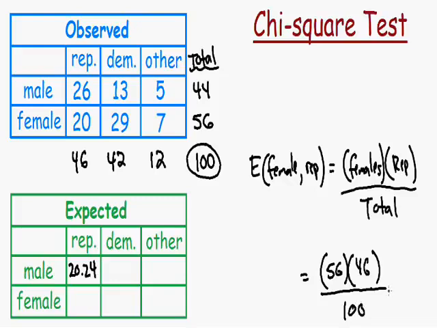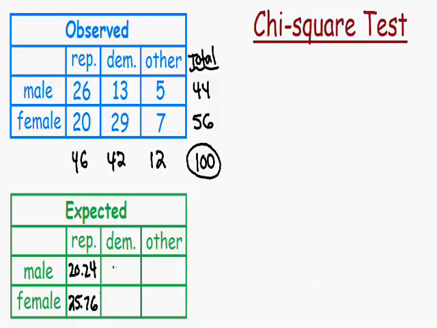And if we plug this into our calculator, 56 times 46 all divided by 100 is equal to 25.76. This is the expected number of female Republicans. So we have 25.76 as our expected number of female Republicans. So I think you get the idea by now. To get the expected value of male Democrats, you would just multiply the total number of males times the total number of Democrats, all divided by the grand total. So just to save a little bit of time, I'm just going to fill in the rest of the expected values and not do all of the calculations.